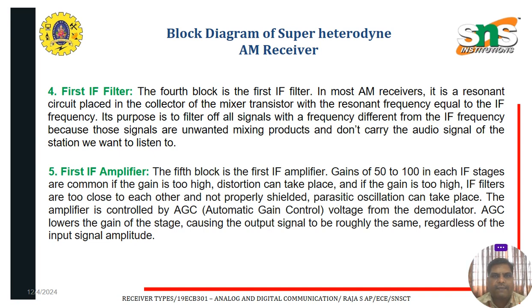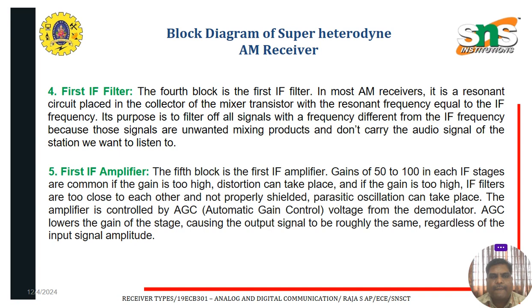The fourth block is the first IF filter. In most AM receivers, it is a resonant circuit placed in the collector of the mixer transistor with the resonant frequency equal to the IF frequency. Its purpose is to filter off all signals with a frequency different from the IF frequency, because those signals are unwanted mixing products and they don't carry the audio signal of the station we want to listen to.